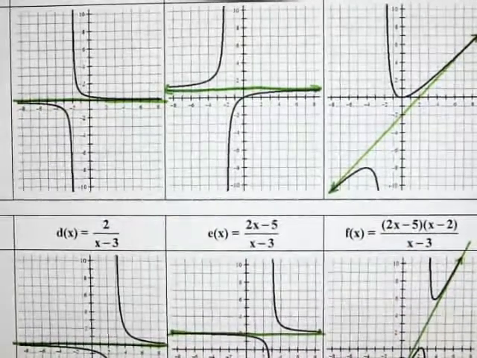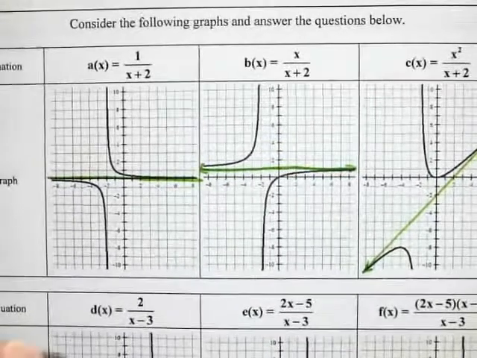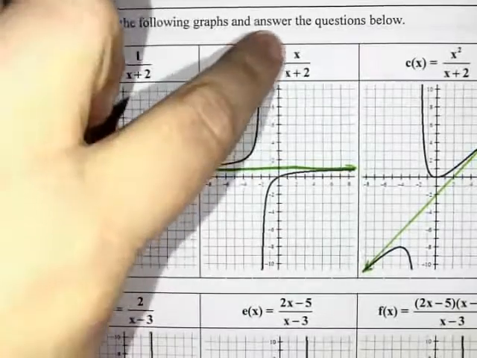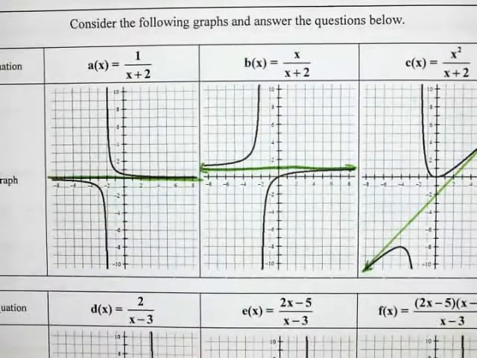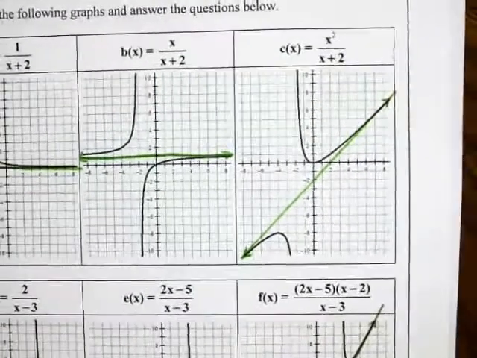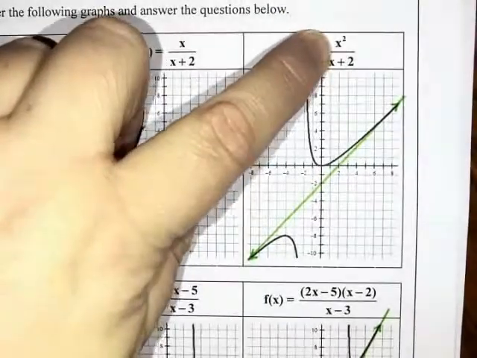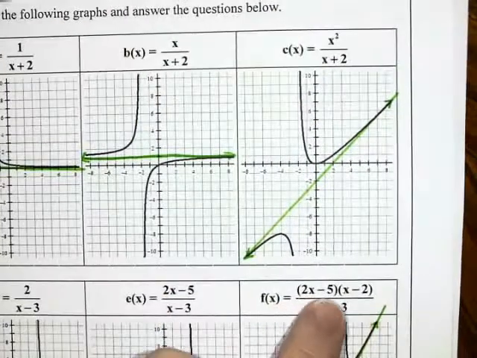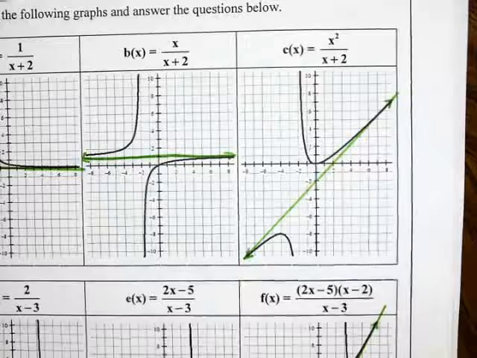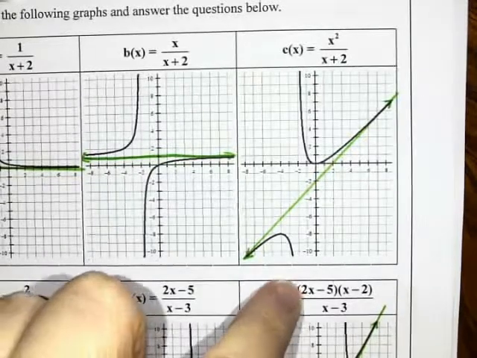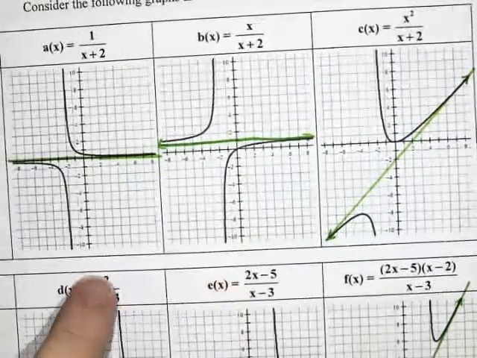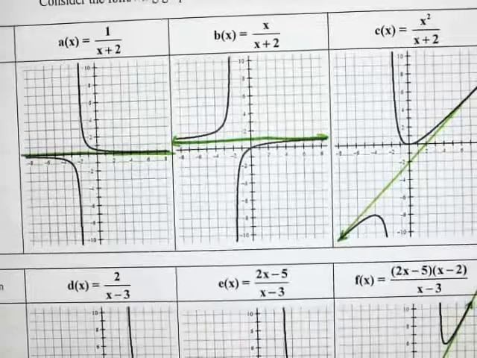On the first two, the numerator was a constant, so just a number. On the next two, the numerator had a degree of 1, or was linear. It's x and then 2x minus 5. And then the last one here, the degree is 2. If I were to multiply this out, x times x is x squared, so the degree of that one is also 2. So the ones that had oblique asymptotes had a degree of 2 in the numerator, whereas the other ones had a degree of 1, or a degree of 0 if it's a constant.